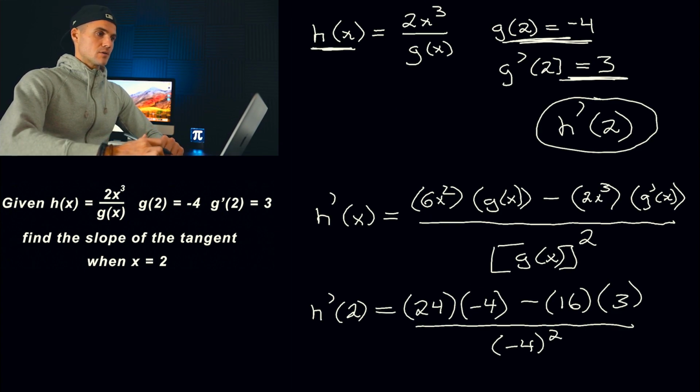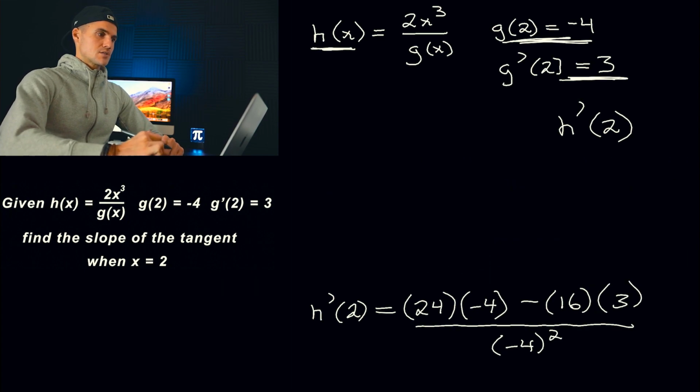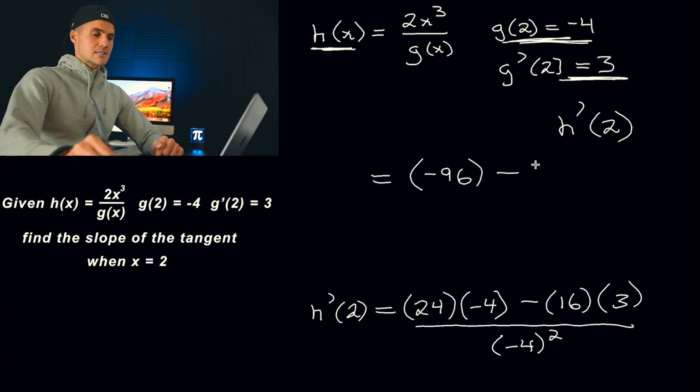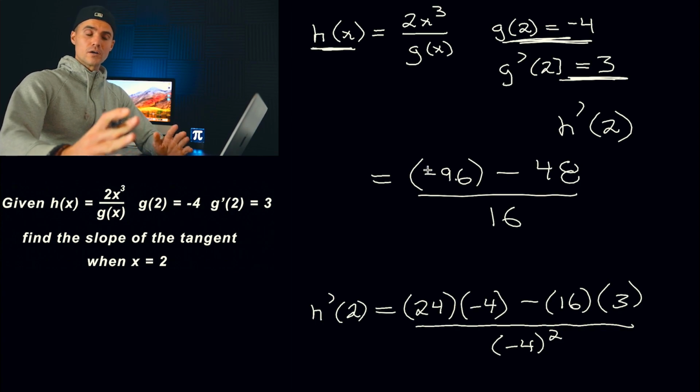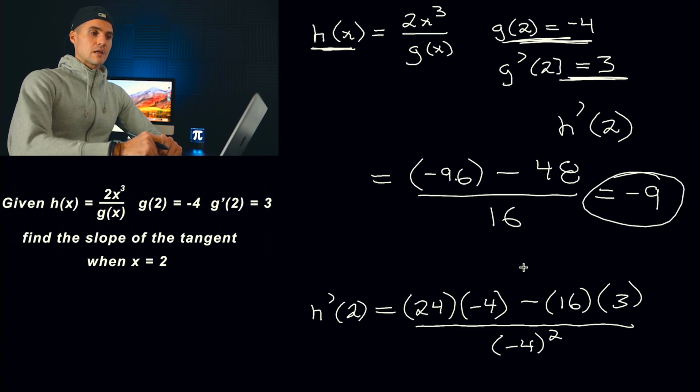What I'm going to do is erase all of this here, and then just continue this question up here. Basically we'd have 24 times -4, that's going to be -96, minus 16 times 3 is 48, and then -4 squared, that's going to be 16. -96 minus 48, that's going to be -144, divided by 16. Final answer is -9, right there. So that ends up being the final answer to this question.